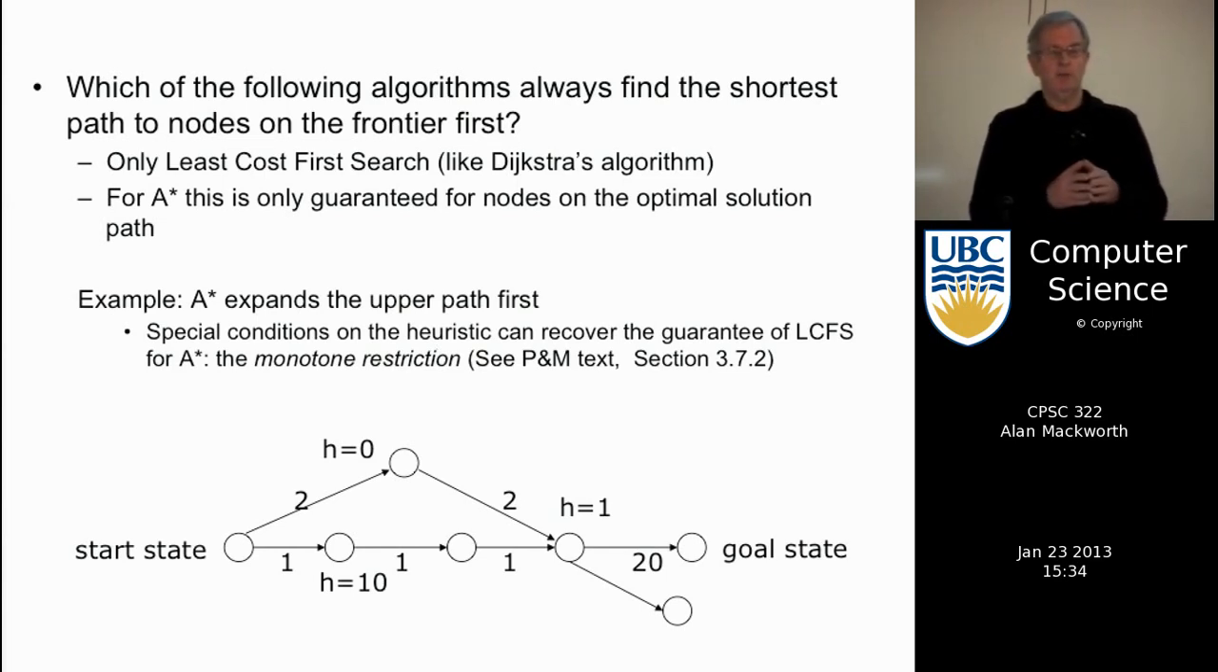So for example, if you're using Euclidean distance, as we did in the map route finding examples, it satisfies the triangle inequality, right? In other words, you've got any triangle, the distance between any two vertices is shorter than the distance by the third vertex. Okay, that's the triangle inequality. In general, that's called the monotone restriction on the heuristic function.